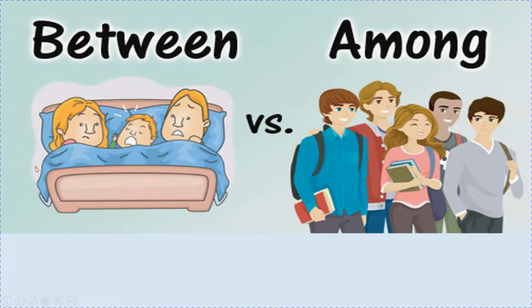Now, what is the difference between between and among? From the picture only you can see the boy is sleeping between mom and dad. So when we talk about two things or persons, we can use between. But among, when we talk about more than two persons or things, like Shreya is very popular among the boys.